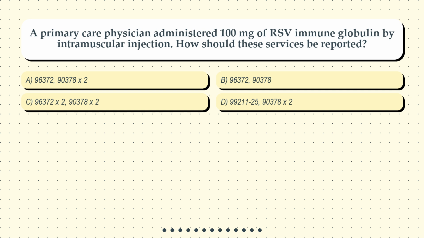Option A, 96372, 90378 x 2. Option B, 96372, 90378. Option C, 96372 x 2, 90378 x 2. Option D, 99211-25, 90378 x 2.